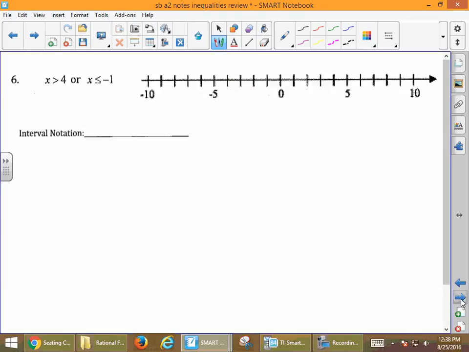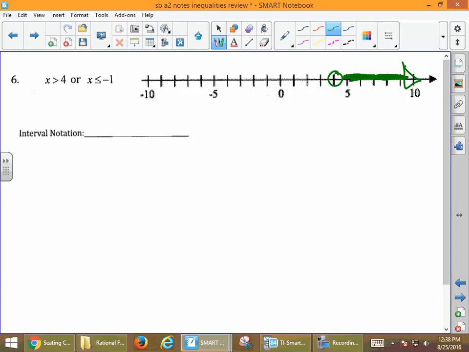So as we look at 6, remember there's AND or there's OR. So this next one here is an OR. And OR must be written. So that makes the ORs maybe a little bit easier. X is greater than 4. No equal to, so we're going to have an open circle. Greater, bigger. Go in that direction.